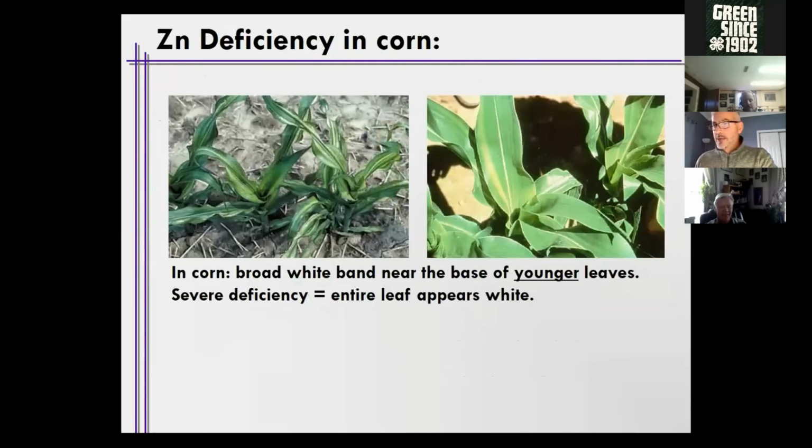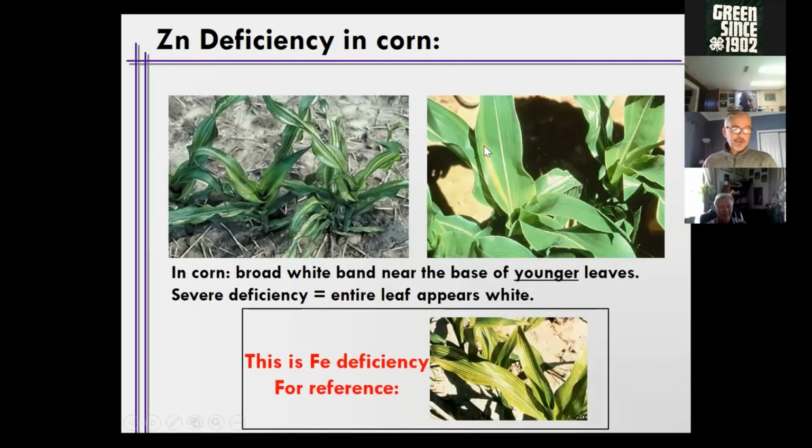Okay, we've already talked about this. So this white band here, classic zinc deficiency. For comparison, there's an iron deficiency. I would hope that all of you on this call go, oh yeah, they don't look anything like one another, because they don't.